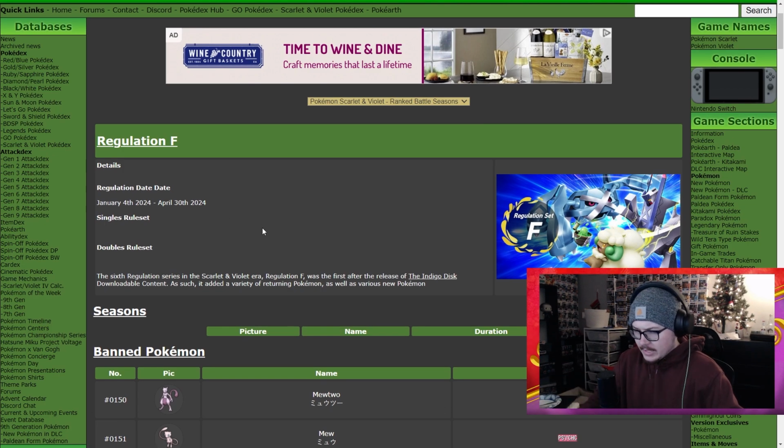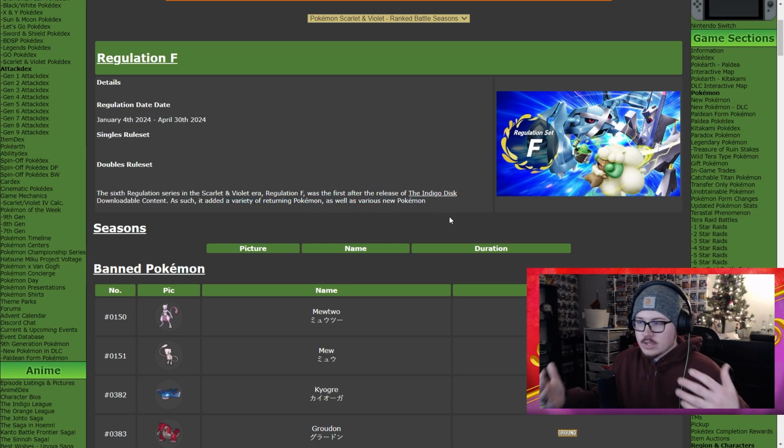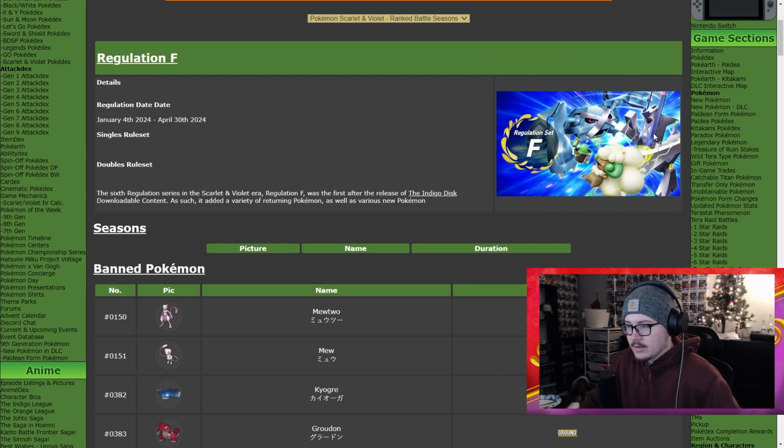So as far as Regulation F goes, we're going to have a new competitive format with Pokemon released in the Indigo Disk, a bunch of returning Pokemon, as well as new Pokemon. So things like Whimsicott, Metagross, as you see in the promotional image here, and Archaludon, one of the new Pokemon that's getting added. We also have the Dipplin evolution that's not yet confirmed, but we know is coming because of the Eviolite. And there is rumor that there are other new Pokemon going to be added.